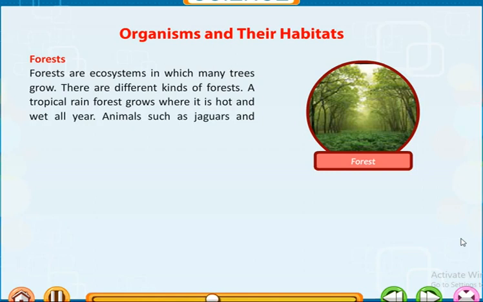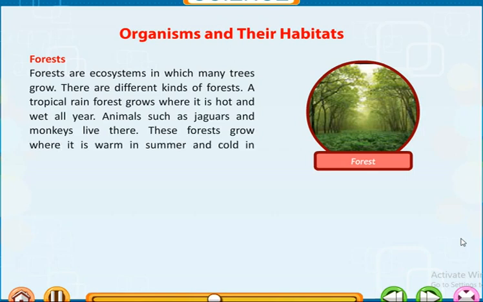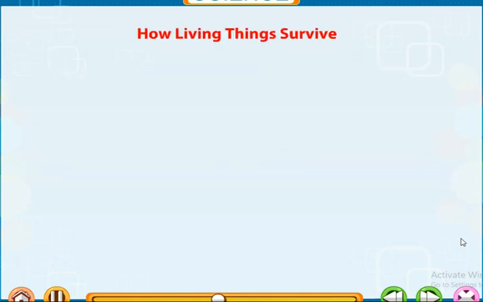Animals such as jaguars and monkeys live there. These forests grow where it is warm in summer and cold in winter. Many animals make their homes there. Forest. All living things have ways to survive.